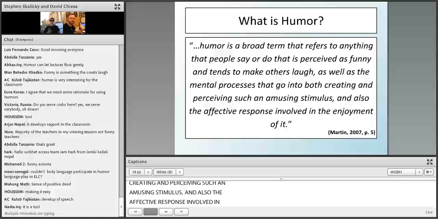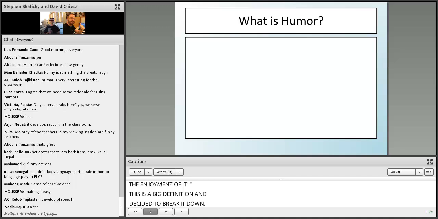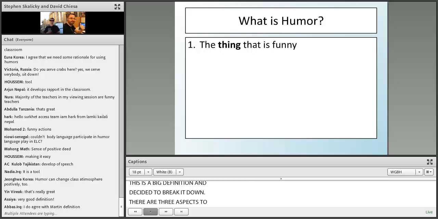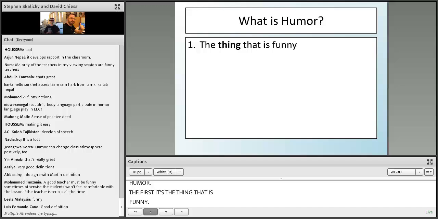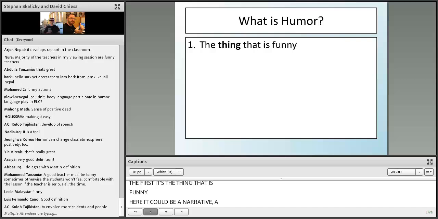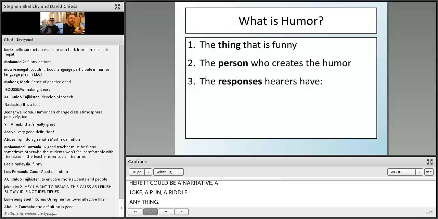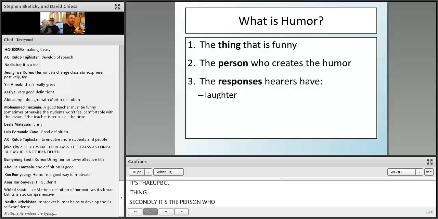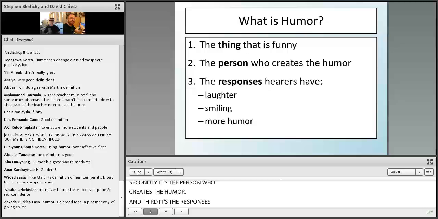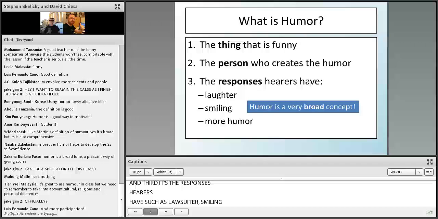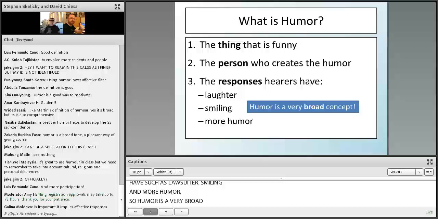There are three aspects to humor. The first, it's the thing that is funny. And here it could be a narrative, a joke, a pun, a riddle, anything. So it's a thing. Secondly, it's the person who creates the humor. And third, it's the responses hearers have, such as laughter, smiling, and more humor. And so humor is a very broad concept that has three aspects: the thing, the person, and the response.